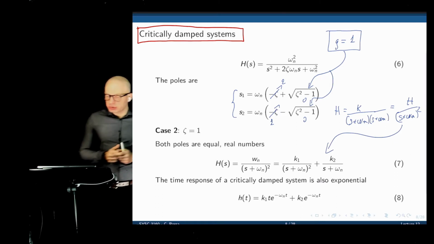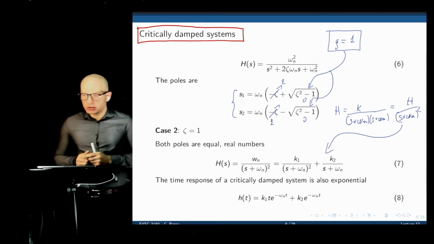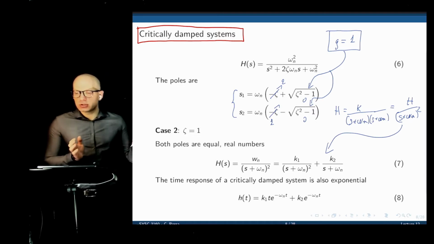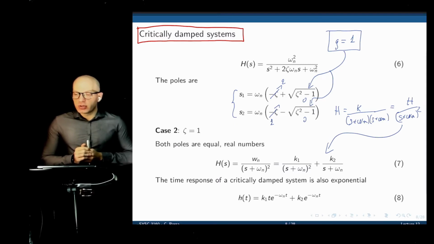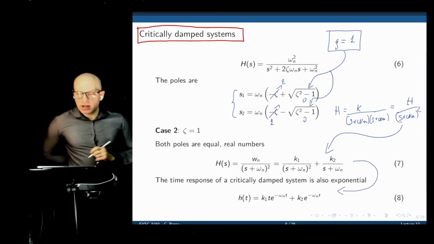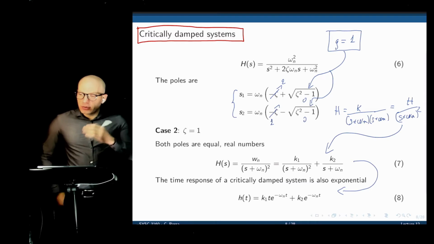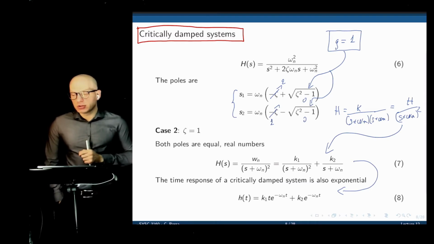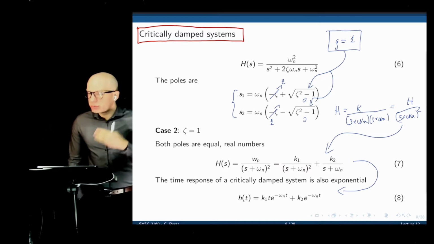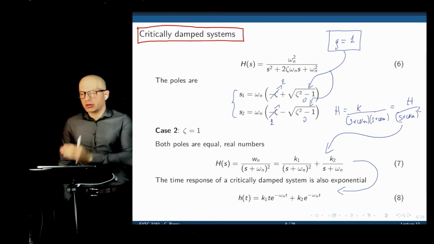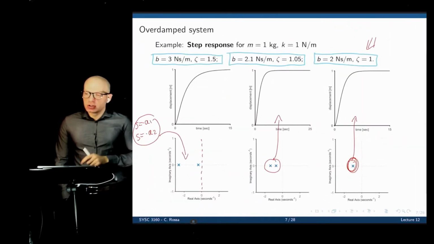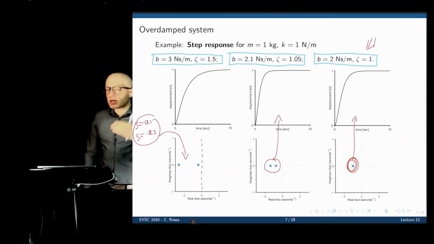Now we have to do partial fraction decomposition. And when you do partial fraction decomposition, we have expression number 7. One constant divided by s plus omega n squared plus another constant divided by s plus omega n. And notice that again, once you take the inverse Laplace transform, we are left with an exponential component. And both exponential components decay eventually to 0. Because the poles are identical, but they are still real numbers, real negative numbers, and they lie on the left side of the S-plane.